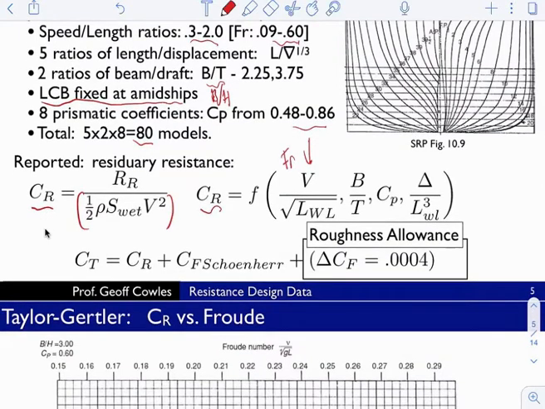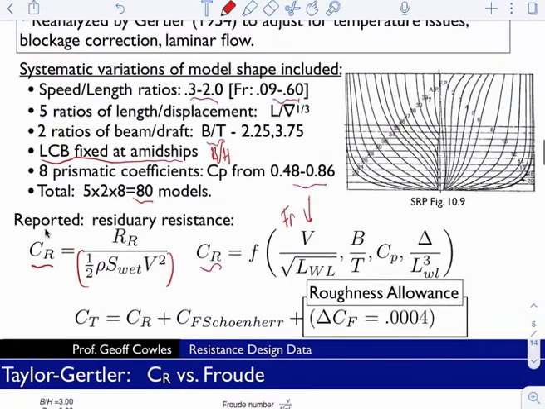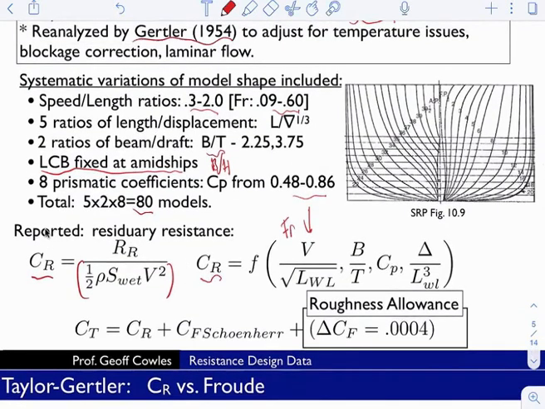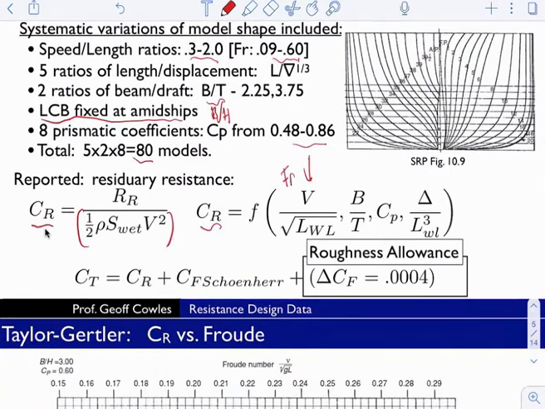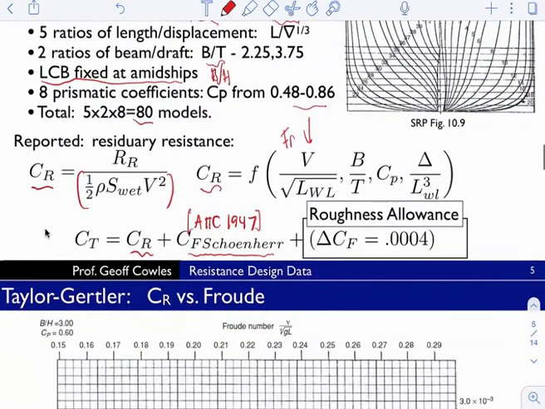So the total drag, I should say, this is post-Gertler, so after the Gertler reanalysis, the total drag coefficient would be his redone residuary drag coefficient plus the line that he was using at the time, which is called the Schoenherr line. It's also called the ATTC 1947 line. So this predated the ITTC 57 line that we've been using. I did present this in one slide in class, and we'll be using this in class to estimate the friction, and if needed, a roughness allowance as well.